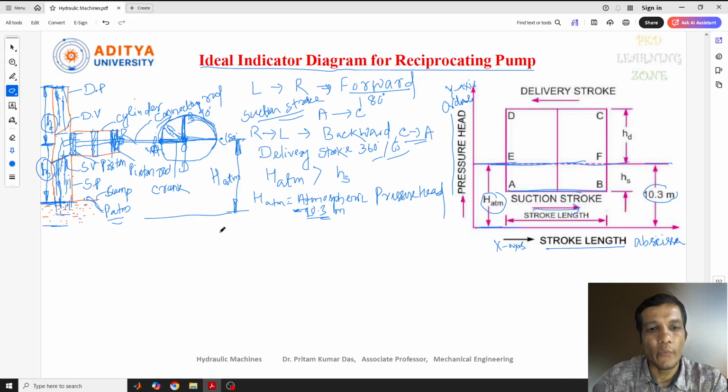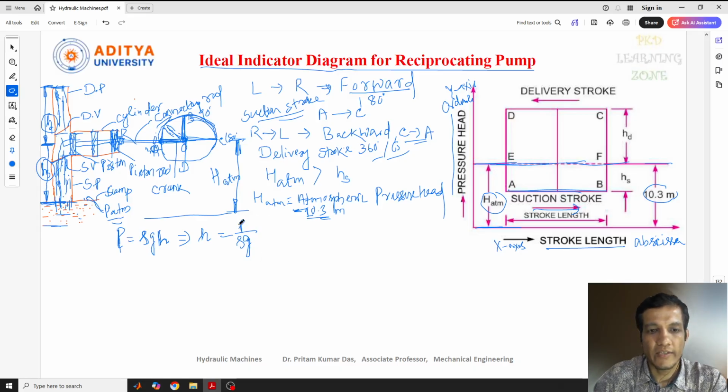We have already studied the pressure formula, P equal to rho g h. Here P is the pressure, rho is the density, g is the gravity, and h is the height. When you convert this pressure into pressure head, you need to consider H equal to P by rho g. So this term is called pressure head.